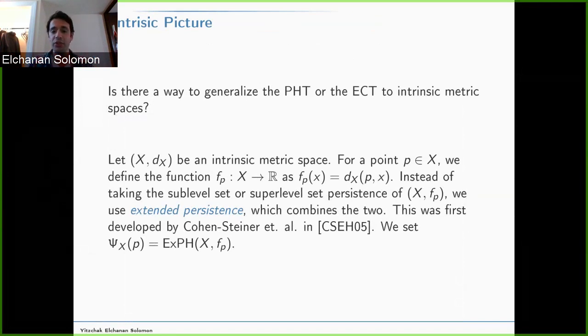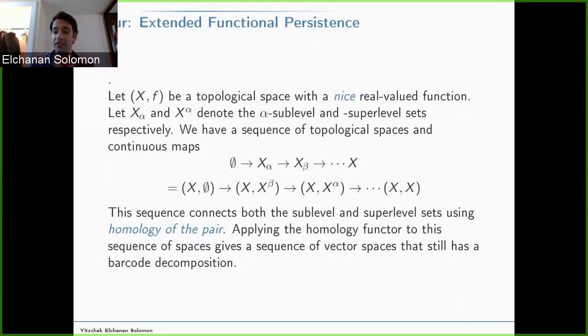But let me take a detour now and explain what extended persistence is before I talk more about the generalization of the ECT. So what is extended persistence? Suppose you have a topological space with a nice real valued function. For more details about this, read the relevant paper by Cohen-Steiner. I'm going to use the subscript and superscript to denote sublevel sets and superlevel sets. So you end up getting a sequence of topological spaces. The first sequence on the top row is a sequence where alpha is less than beta, so it's an increasing sequence of sublevel sets.